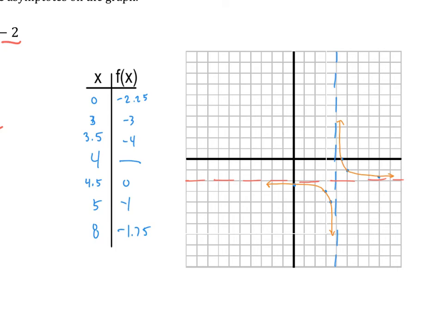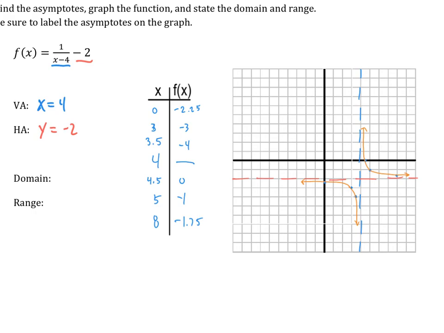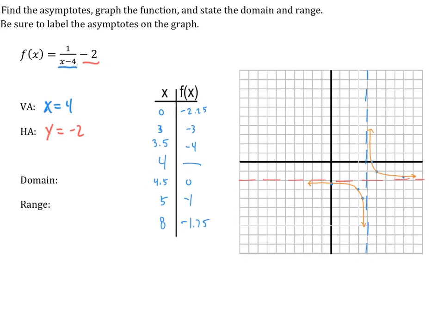Notice that since our numerator was positive 1, the right side of the graph has the up portion, and then the left side of the graph has the down portion. If the numerator were negative, that would have flipped.